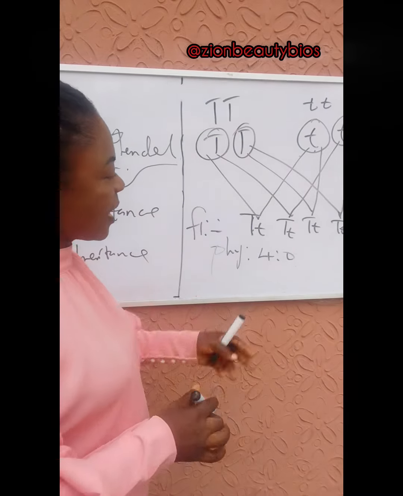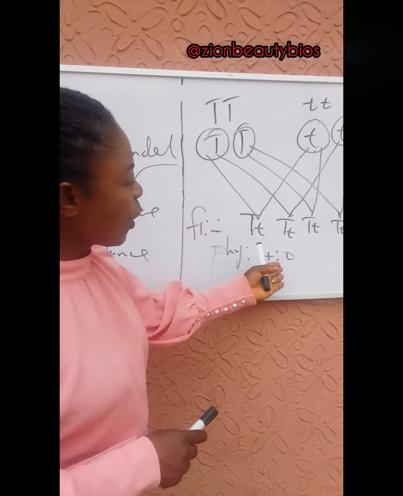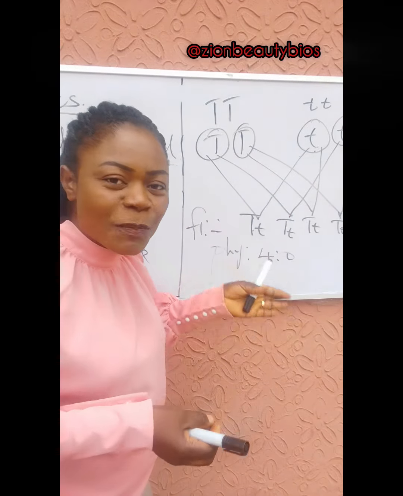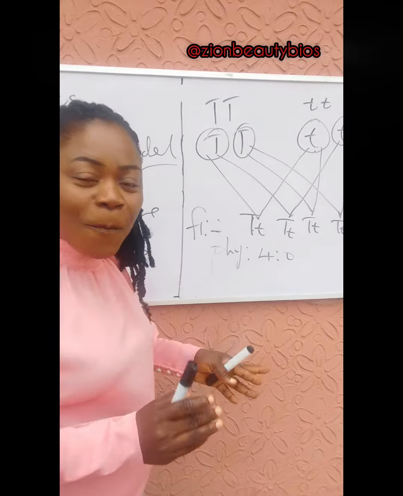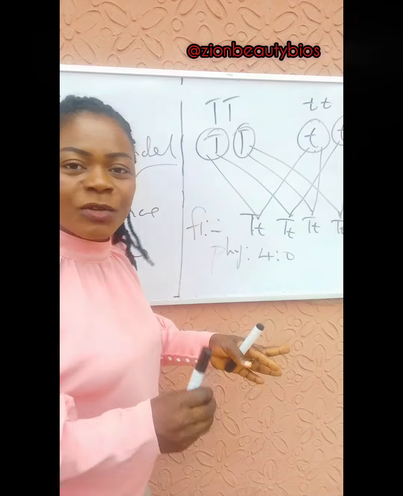So, in this case now, looking at these offspring, they will all be tall. Not that the short trait is not present. It's there. But in subsequent generations, what will this short trait do?